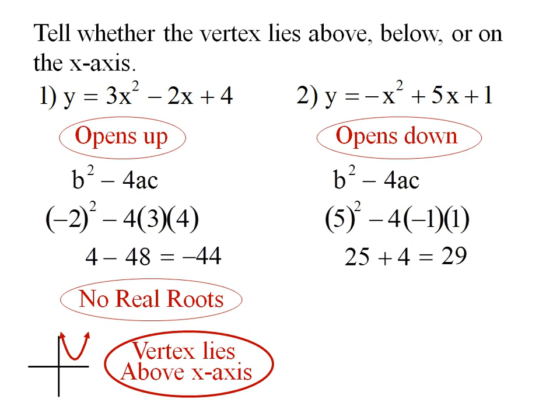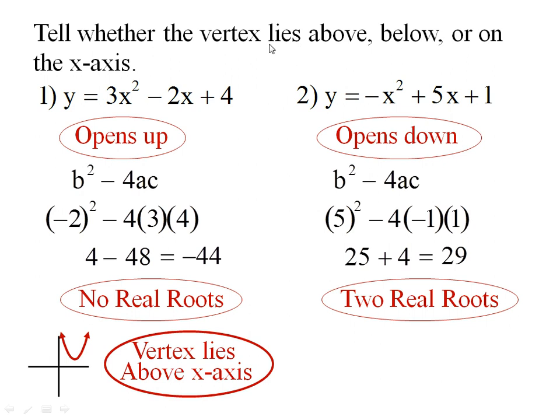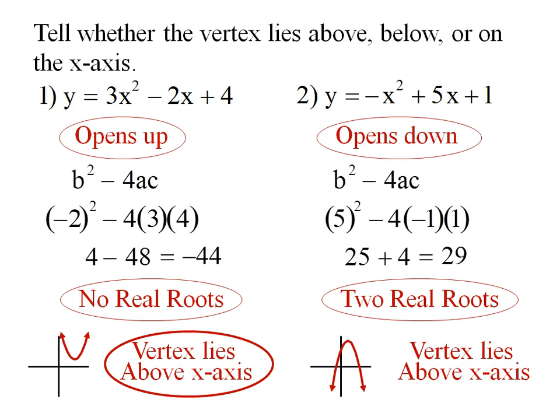And since that is a number that's greater than 0, that tells me I'm going to have 2 real solutions. So in order to determine if my vertex is above, below, or on the x-axis, you can draw yourself a little picture. It's going to open down and cross the x-axis twice. So my vertex is a maximum, and it falls above the x-axis. So we say that the vertex lies above the x-axis. And that, my friends, is the study of the discriminant.